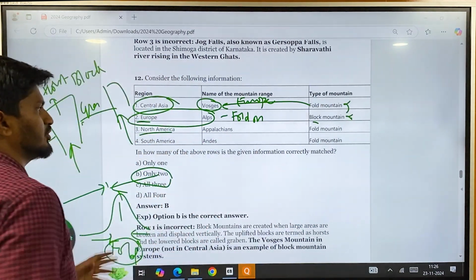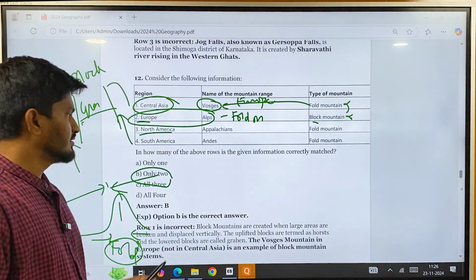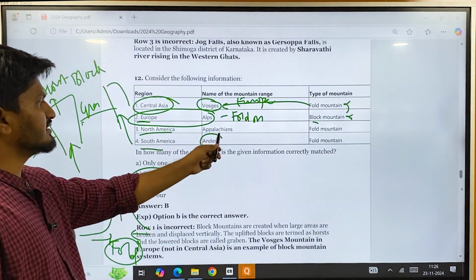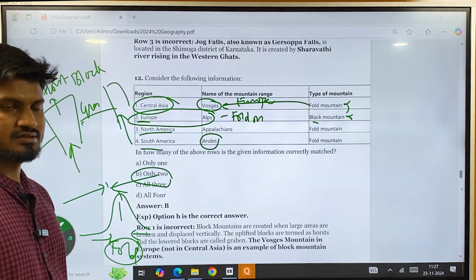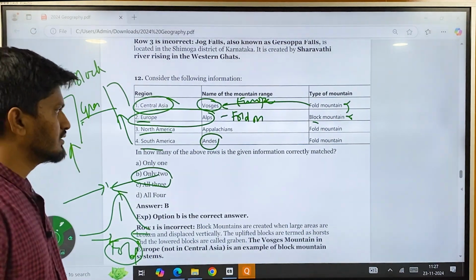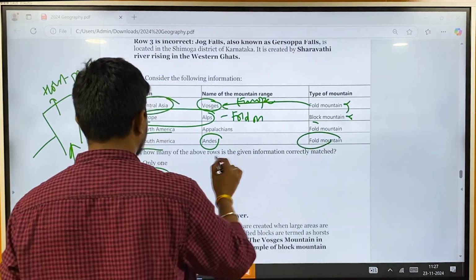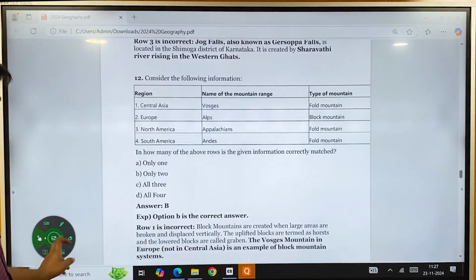Then North America, we have Appalachians, and it is a Fold Mountain. And then South America, this is Andes. It is one of the longest single stretches of mountain ranges in the world, and it is also a Fold Mountain. So the correct answer is 2 only. 1 and 2 is wrong.